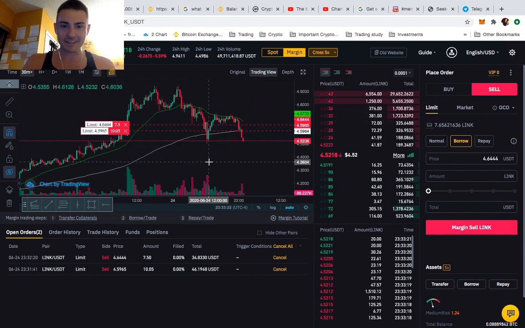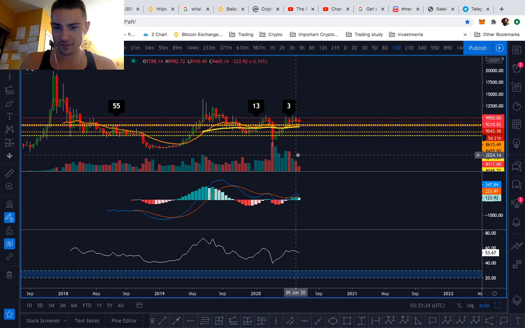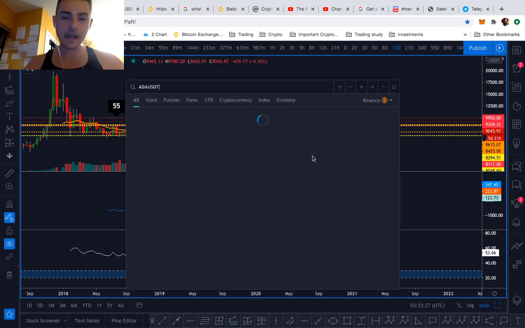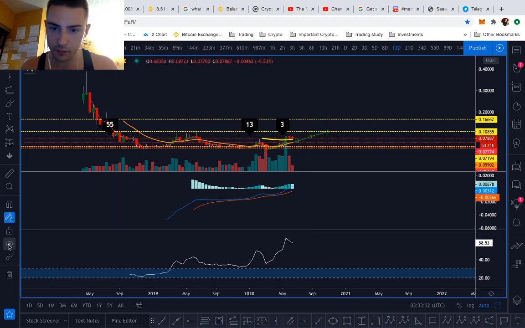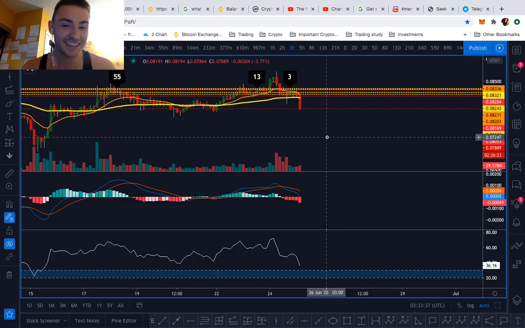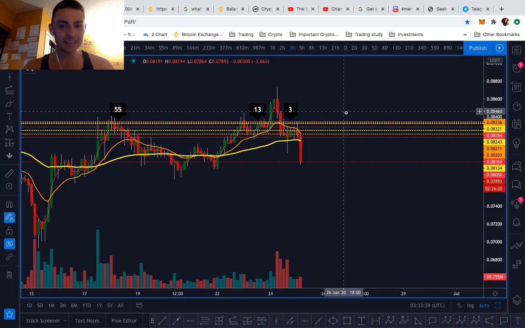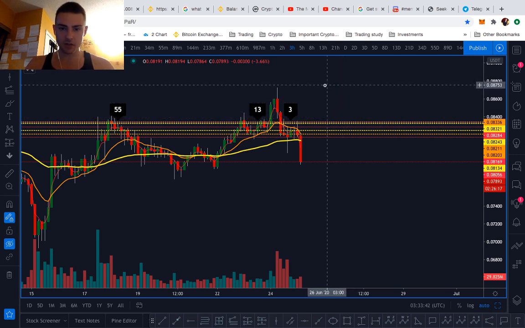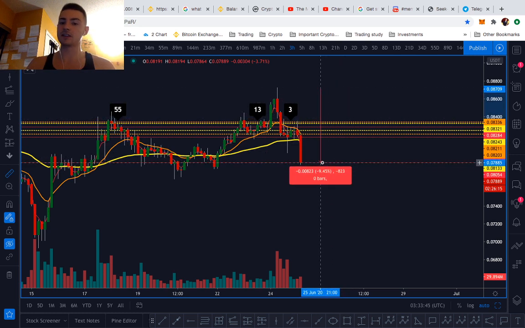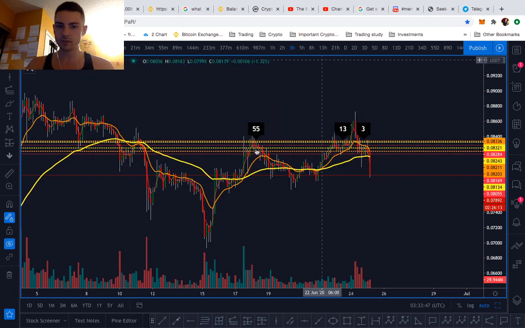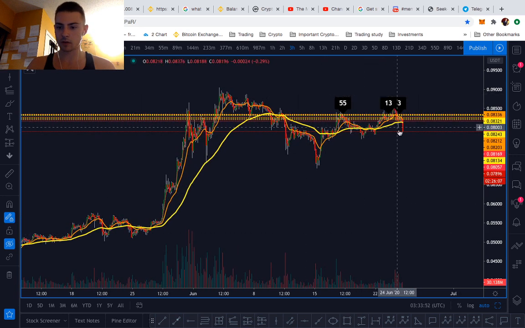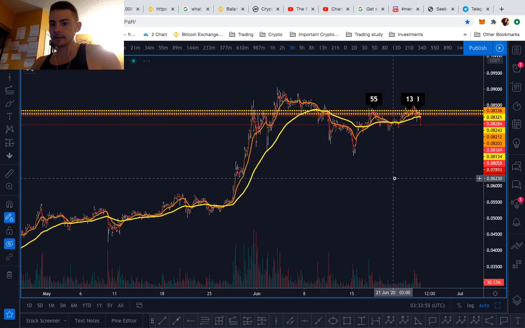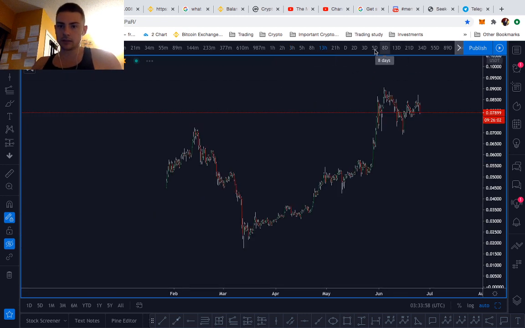And you know, let's take a look at ADA Cardano. Did that actually work? I mean, ADA dipped much more than Chainlink, 3%, guys. 10% from the top. Lots of volume right here. 13, 3 days.